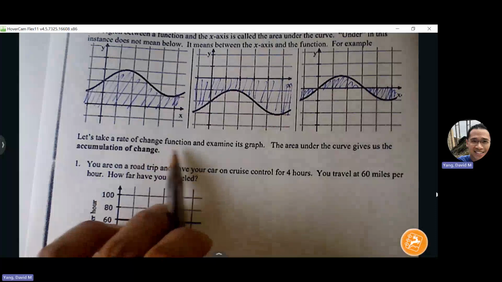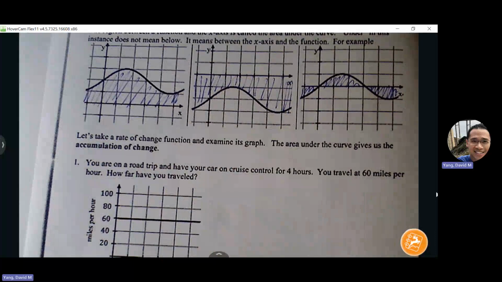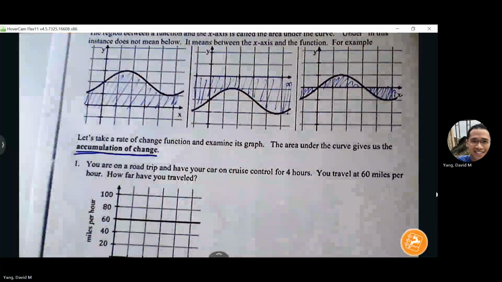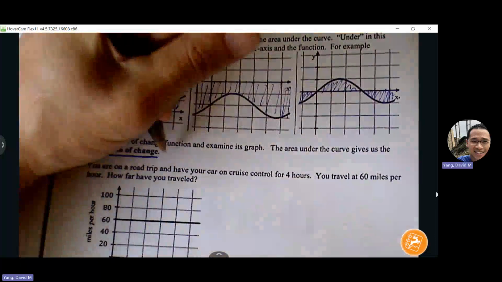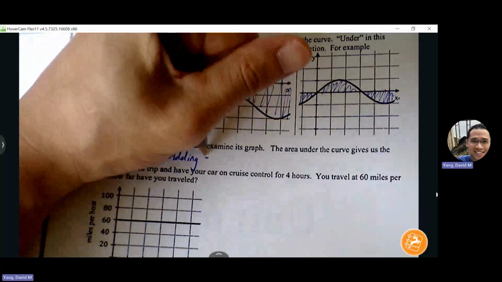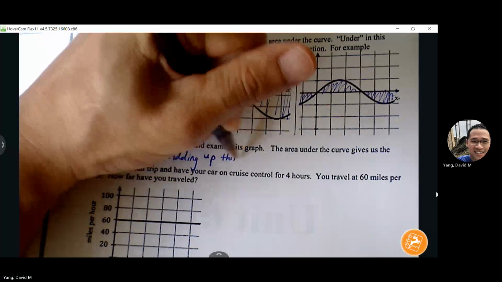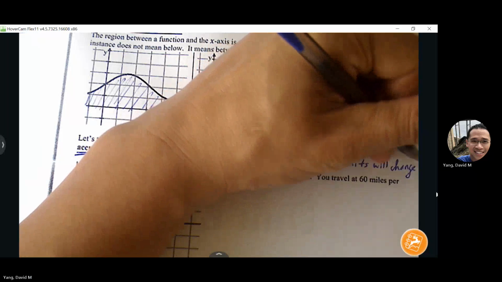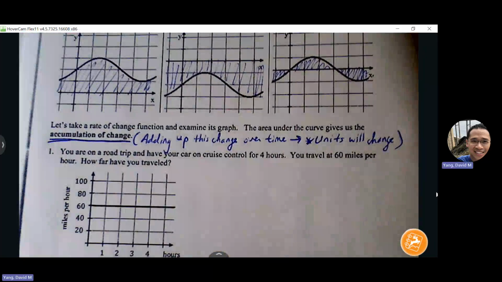Let's take a rate of change function and examine its graph. The area under the graph gives us the accumulation of change. So in other words, we're adding up this change over time. And what that also means is that your units will change. Okay, your units will change.